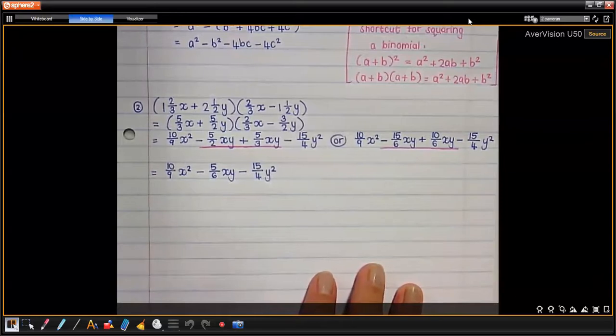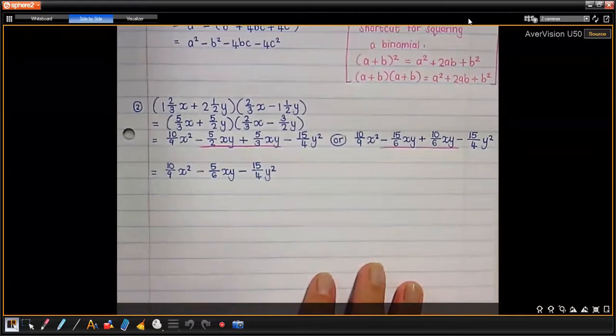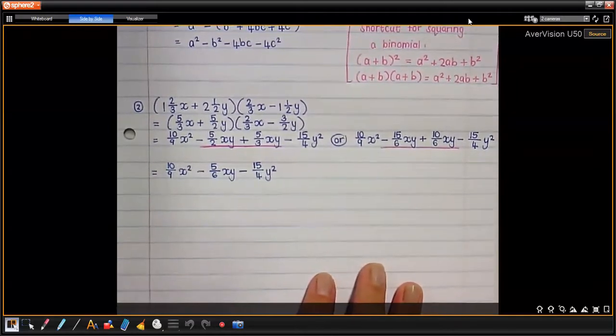The only way to add or subtract fractions is if they have the same denominator. There are other groupings we just haven't done yet. We still have to do the sum and difference of cubes. That's something new, and then we can use that as well, but we haven't done that yet.